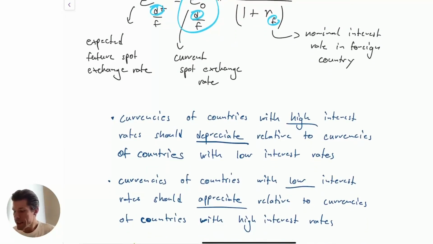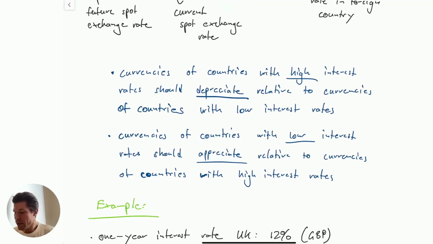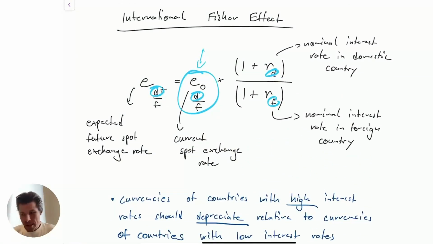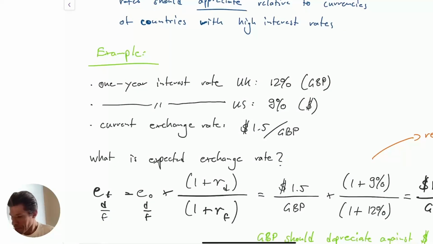In general, currencies of countries with high interest rates should depreciate relative to currencies of countries with low interest rates, and currencies of countries with low interest rates should appreciate relative to currencies of countries with high interest rates. It's not so obvious, so let's take an example.